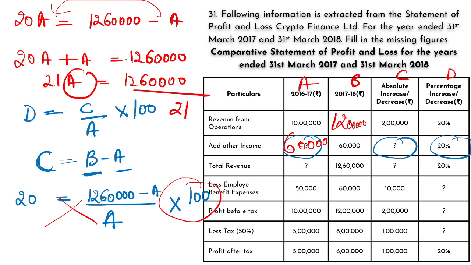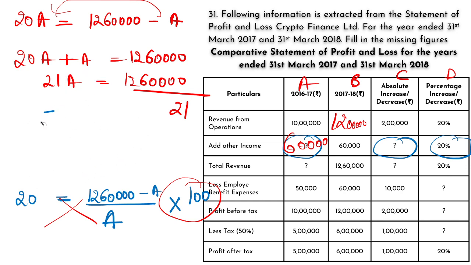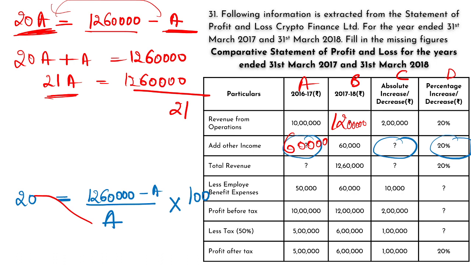12,60,000 divided by 21. 20 plus A, 21. The percentage is 20. Okay. When we will add. Just give me 1 minute, guys. Maybe there is some calculation problem. So this is the formula. This 20 will go here. It is 20A, 12,60,000 minus A. Minus will become plus. It will be 21A equals to.